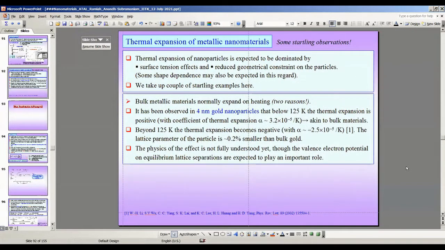The thermal expansion of metallic materials, as you know, when you heat a material, normally it expands. But they have found that in special cases like 4 nanometer gold nanoparticles, in a certain temperature regime below 125 Kelvin, the thermal expansion coefficient can change sign. That means that you are heating the material, but the material is actually contracting. So this is a very rare effect and normally not found in the bulk counterparts. There are a few examples in the bulk counterparts. I think they are found in tungsten oxide, but most materials, you heat them, they expand. But in nanoscale materials, you may have even thermal contraction rather than thermal expansion.